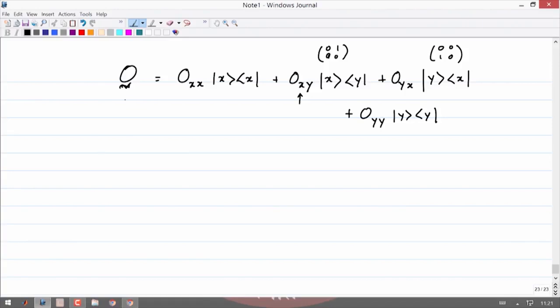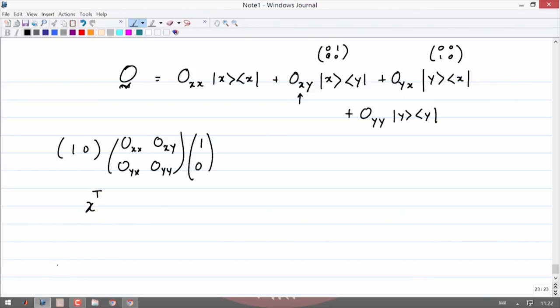Okay. Now, O is a matrix of this type: O XX, O XY, O YX, O YY. If I multiply this matrix on the left with, say, X bra and on the right with, say, again X ket, what I have is <X|O|X>. These things are all written to give you some unit vector in the vector space. So, if you do this, this is also written as <X|O|X>.